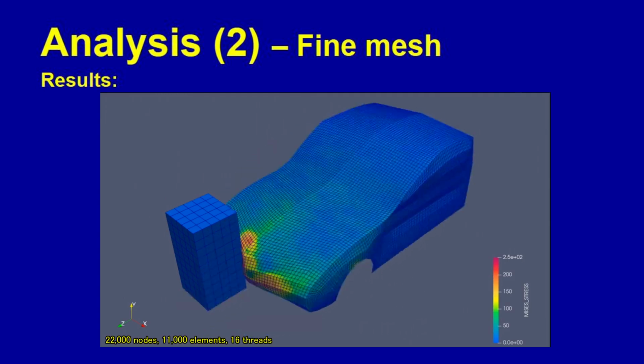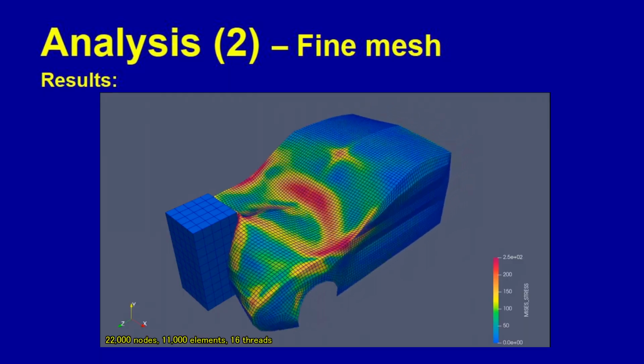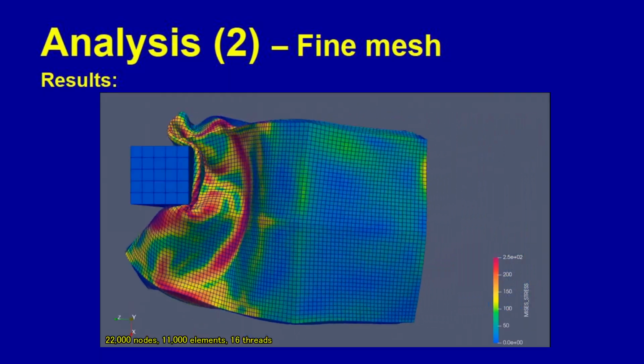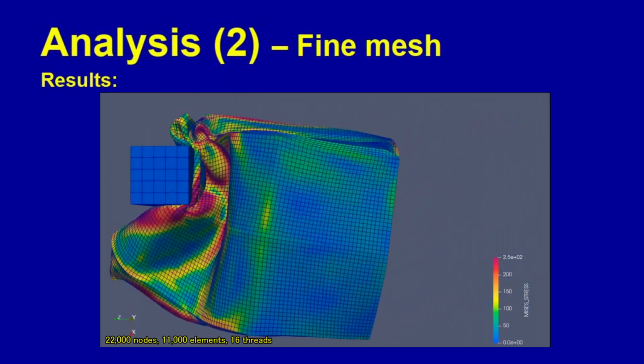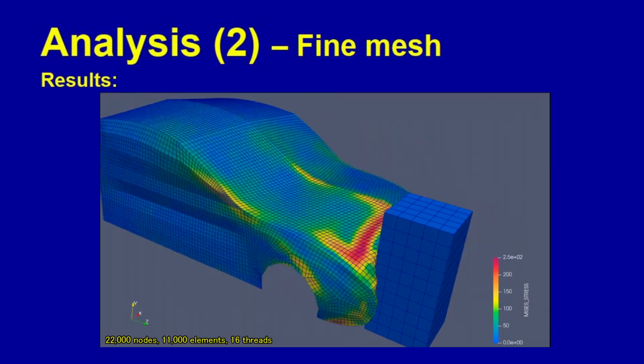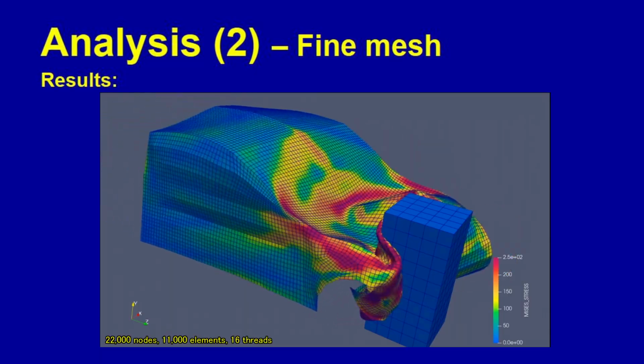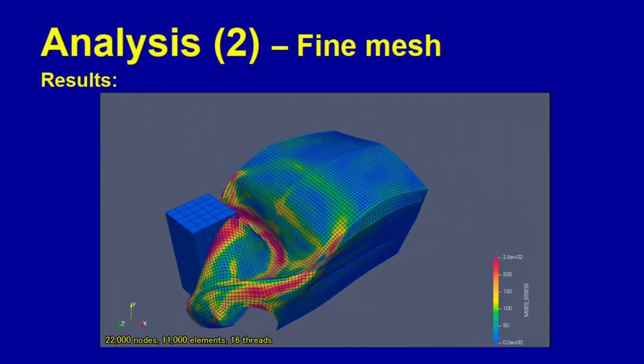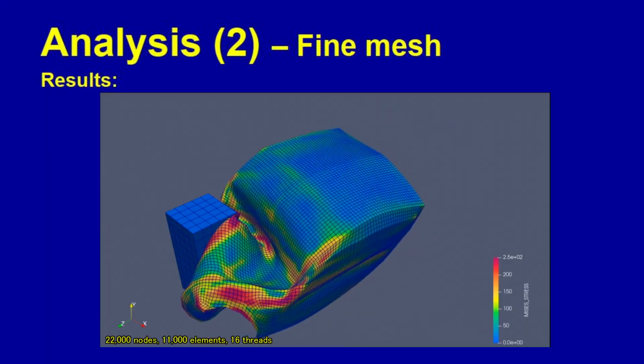Then to see more detailed deformation, try reducing the mesh size. We can see more complex deformations, and it may be necessary to consider self-contact of the car body.